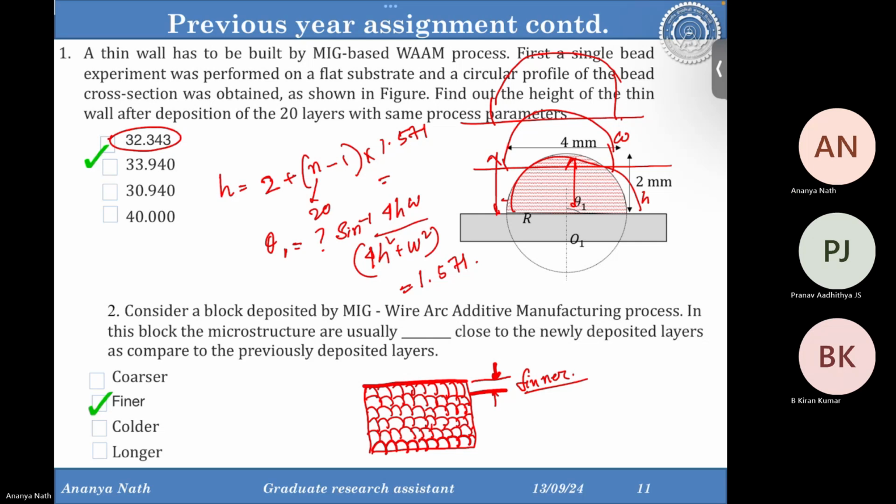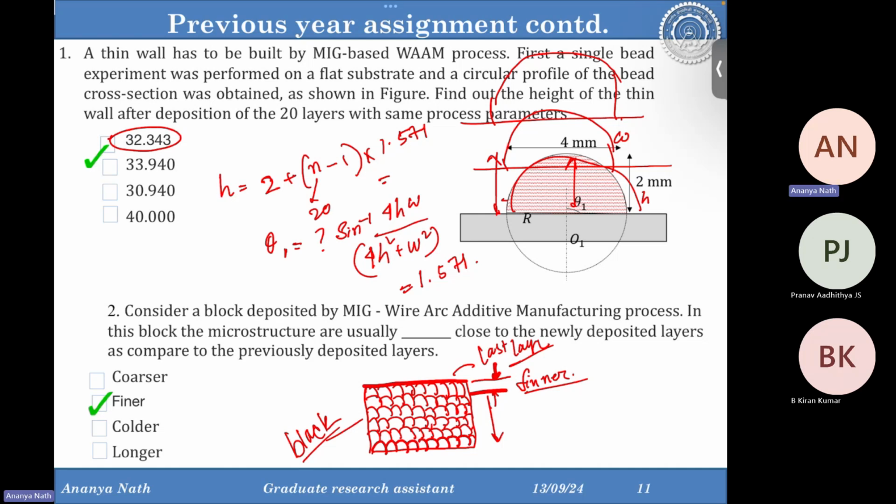So, as the question says, consider a block. This is the block deposited by the MIG process. In this block, the microstructure is usually finer close to the newly deposited layer as compared to the previously deposited layer. So now think about the last layer. This is the last layer, in which you have a finer microstructure than the previously deposited layer, because each time you deposit one layer, you purposefully remelt the previously deposited layer.